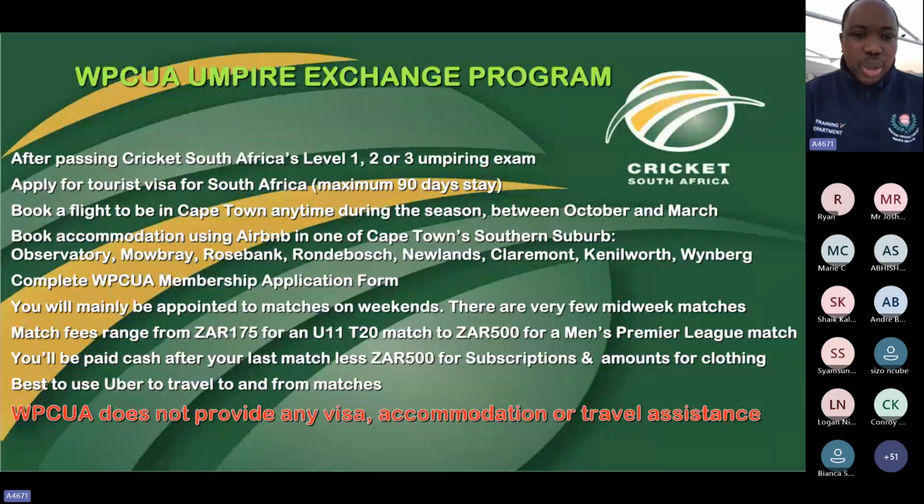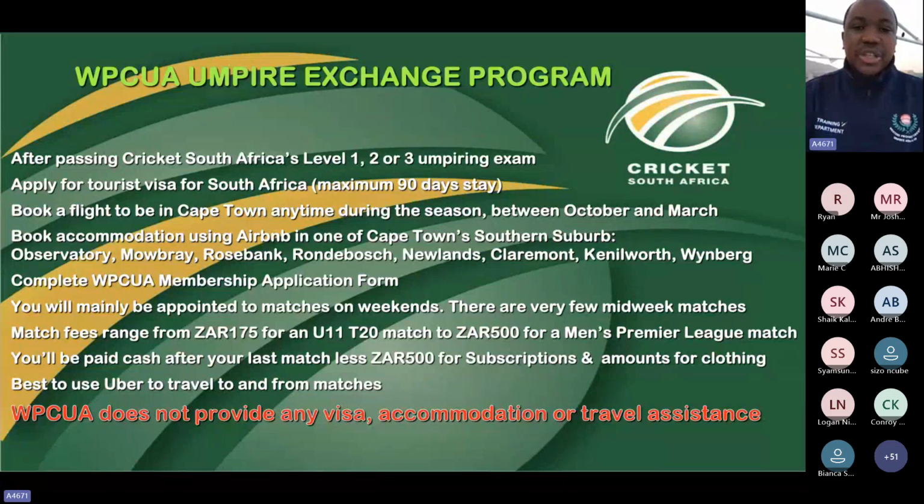The fees that you will earn from umpiring matches in Cape Town while you are here on exchange vary from 175 rands for an under 11 T20 match to 500 rands for a men's Premier League match. We will appoint you to the level that we feel you are ready for when you are here in Cape Town, based on any experience you might have had umpiring anywhere else around the world.